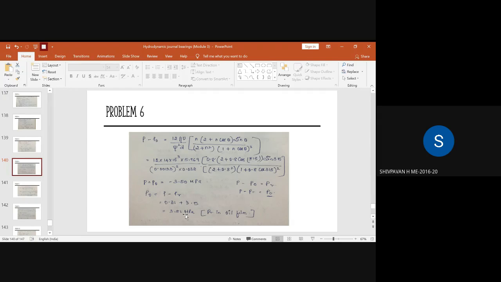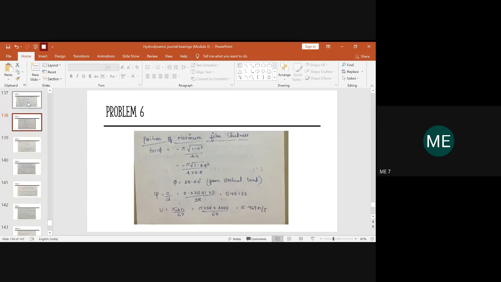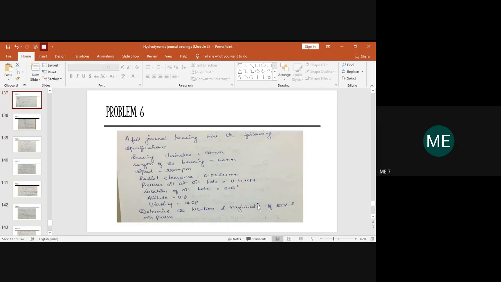Same value, 3.81. Yes. So the pressure distribution across the given hydraulic oil film is 3.81. So now we know the magnitude of the pressure in the oil film as asked in the question, right? But what is the overall magnitude of the pressure across the oil film? So what is the magnitude of maximum pressure and minimum pressure?